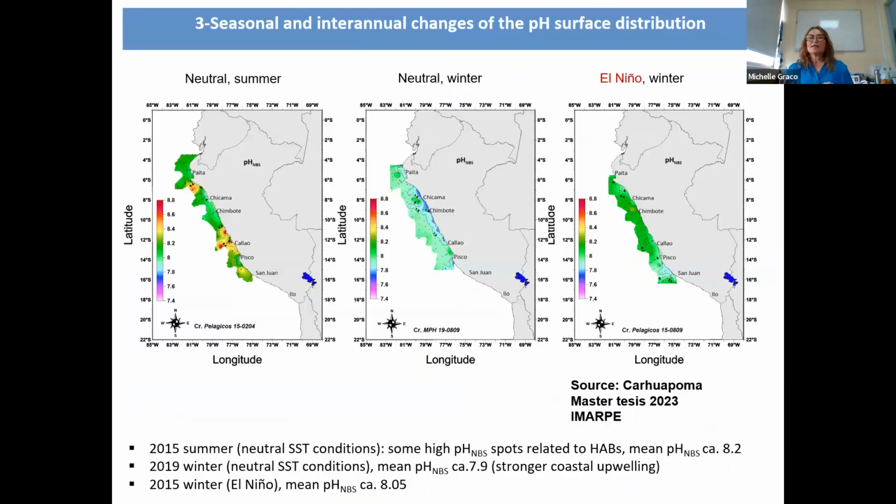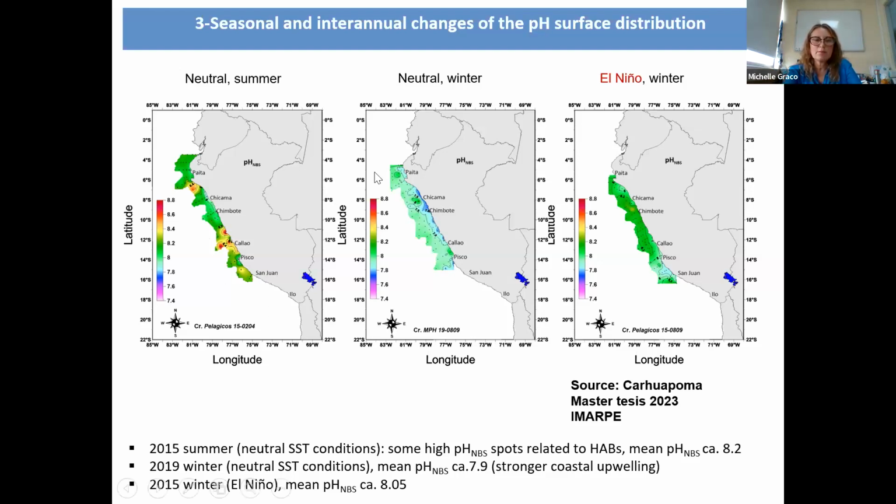Okay, and this is the latest result. This is part, for example, of a master's thesis and a publication being worked on by Wilson Carhuapoma, related to the carbonate system and the Peruvian upwelling, comparing the north to the south and different temporal conditions, neutral or normal conditions and El Niño, in order to track the variability and understand more what happens between the coastal and the oceanic area and between the north and the south in terms of pH, the processes, and in general the carbonate system.